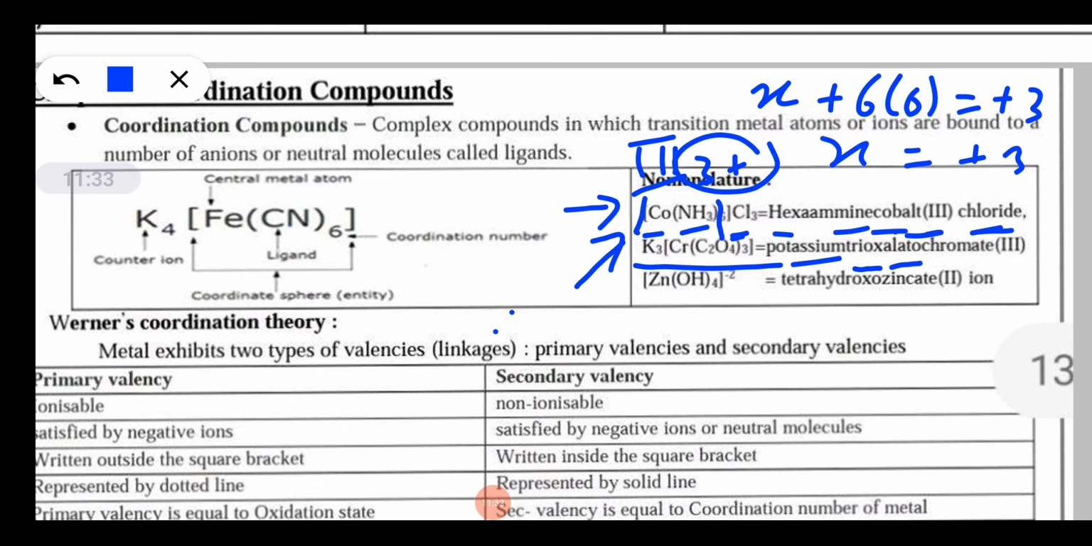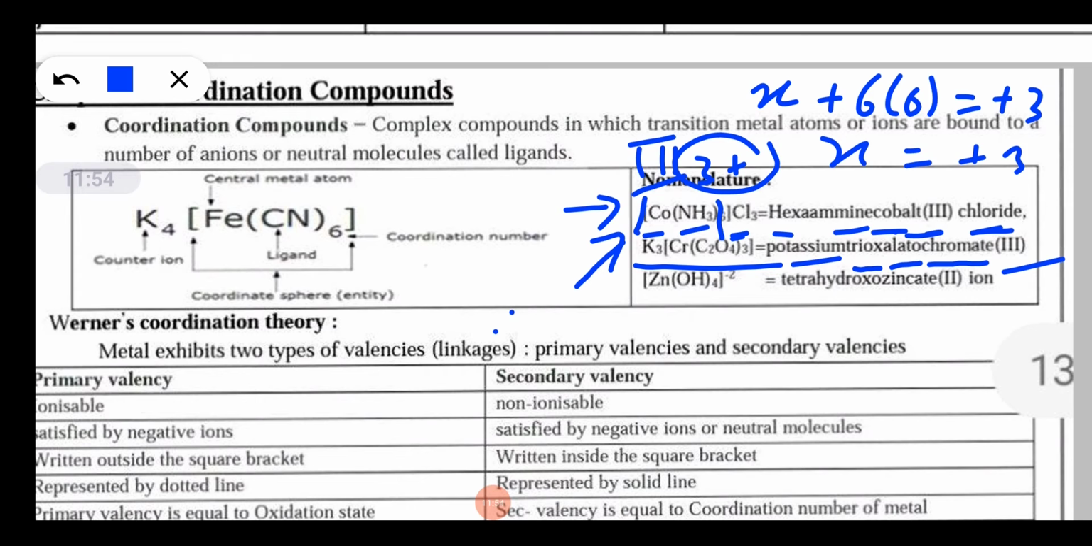Then the coordination sphere contains charge 3 negative. Here, above the bracket there is 3 negative because potassium is 3 plus, so 3 negative will be put above the bracket. If the coordination sphere is negatively charged, then the metal name is suffixed with -ate, that is why the name chromate is coming. Afterward, the oxidation state of the chromium, which is 3.